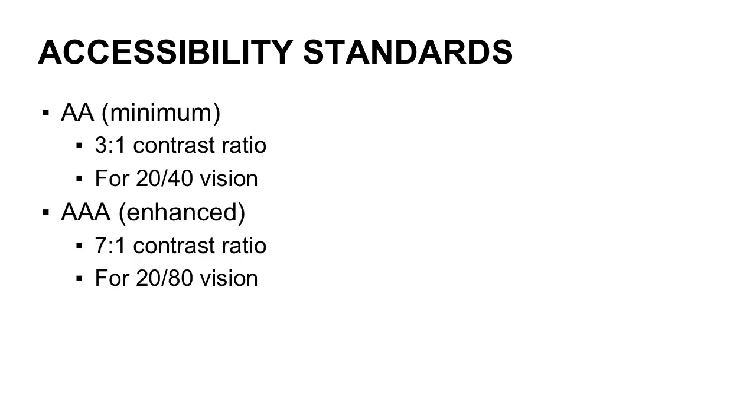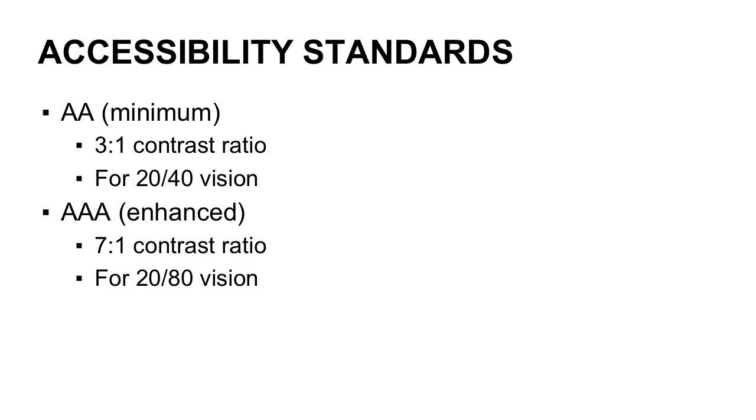There are two levels that we work with. Level AA is the standard for minimum contrast. Level AA works with a 3:1 contrast ratio. Level AAA is enhanced and goes all the way up to a 7:1 contrast ratio. This helps those with more extreme forms of vision loss, which is around 20/80 vision.